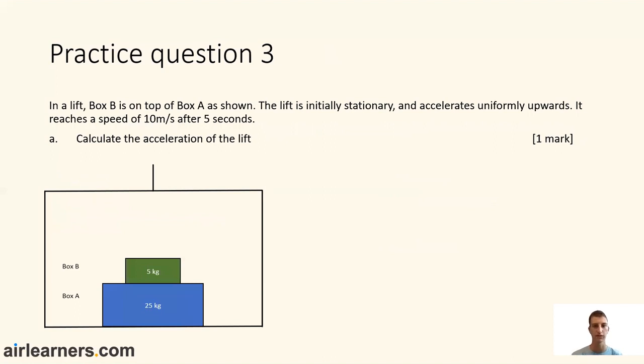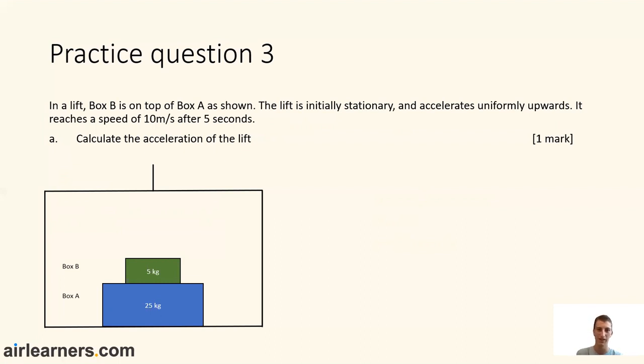All right, practice question 3. Lots of practice. In a lift, box B is on top of box A as shown. The lift is initially stationary and accelerates uniformly upwards. It reaches a speed of 10 meters per second after 5 seconds. Calculate the acceleration of the lift is part A. Shouldn't take you very long. I'll give you 20 seconds to do it.